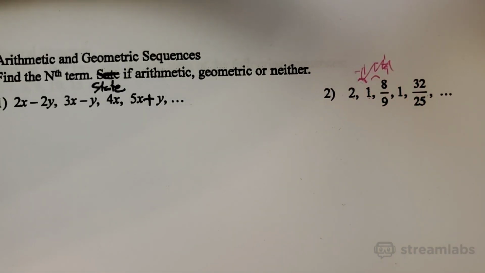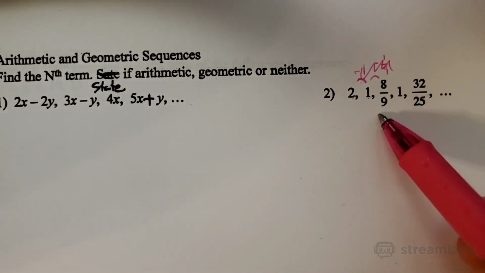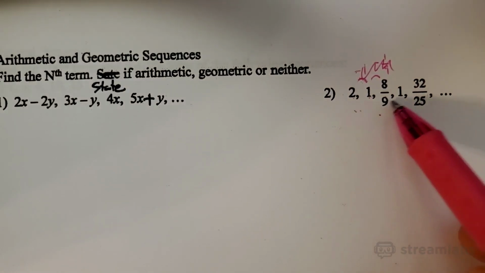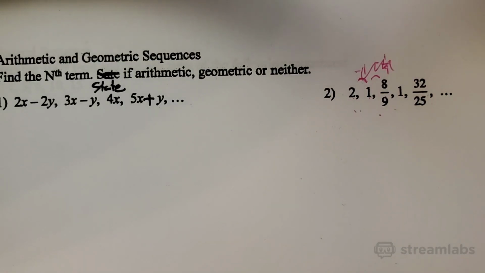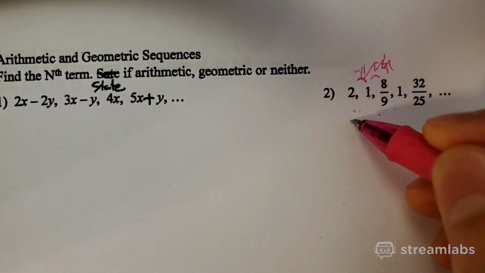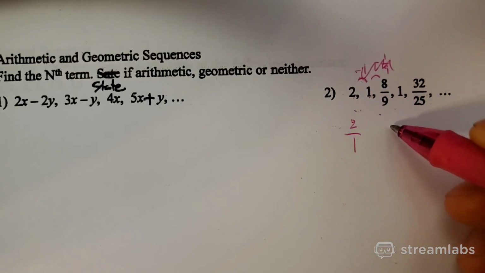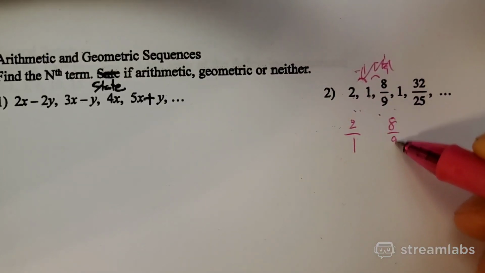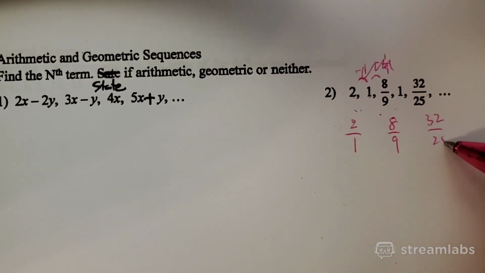Now, since it's neither, we want to look at it, because some of them are fractions, some of them are not fractions, right? So we want to make them all fractions to start, to see if we can see a pattern. I'm going to start with this. So this is 2 over 1, right? 1, I'll leave it for now. 8 over 9. 32 over 25, right? And then you have these.